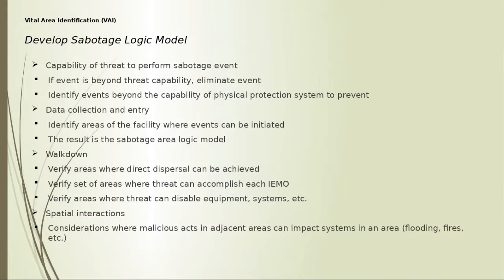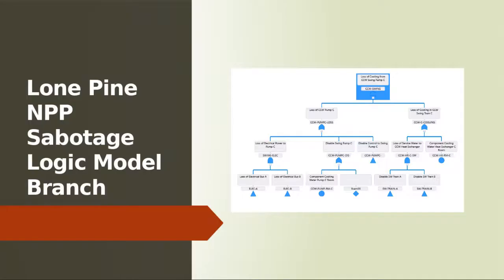So we verify areas where direct dispersal can be achieved. That would be things like the spent fuel pool. We verify sets of areas where the threat can accomplish each IEMO. So that might be some pump systems or piping. We verify areas where the threat can disable equipment systems, etc. And then we look also at spatial interactions. So we want to look at things that might be in adjacent areas that could impact other systems in an area, such as flooding, fires, and other things.